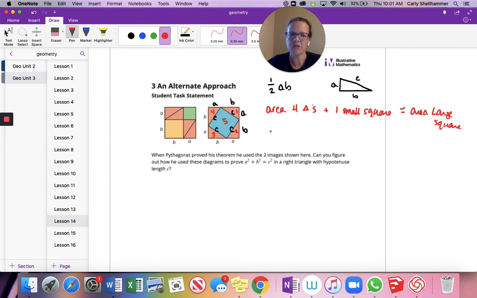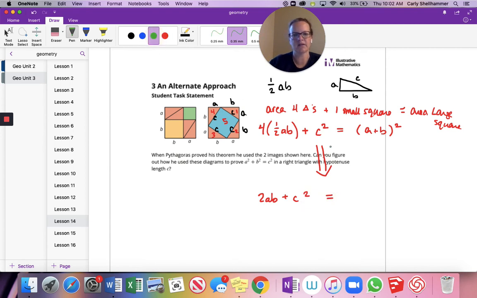So the area of 4 small triangles will be 4 times 1/2 AB, so that's 4 triangles, plus the area of the small square, which is just C squared, equals the area of the large square. Now, base times height of the large square is A plus B times A plus B. 4 times 1/2 AB is 2AB plus C squared. Now for this right here, you have learned how to FOIL.